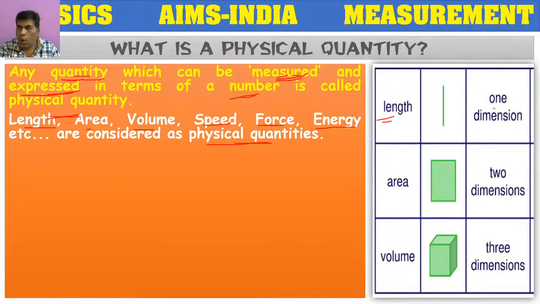So length is a one-dimensional quantity, like the length of a room. So this can be measured. So length is a physical quantity.